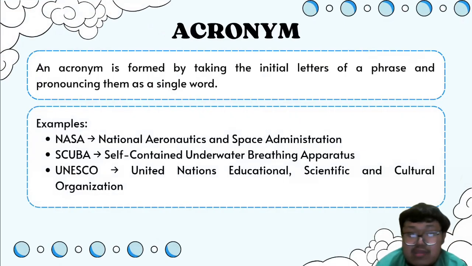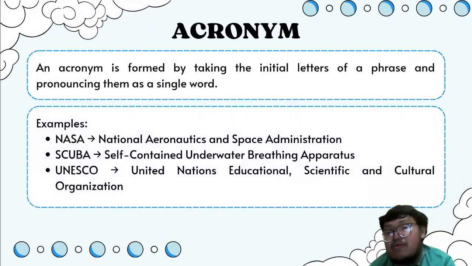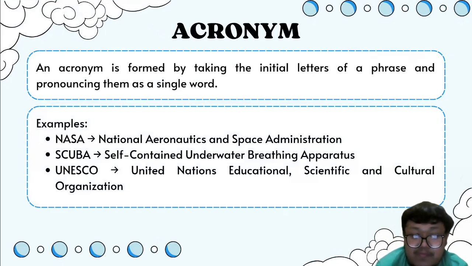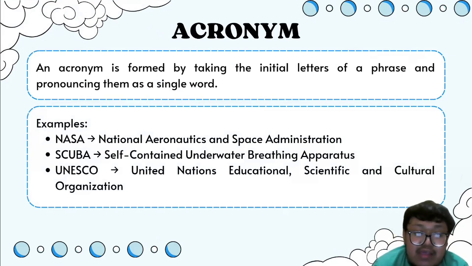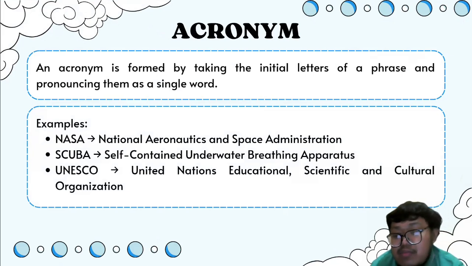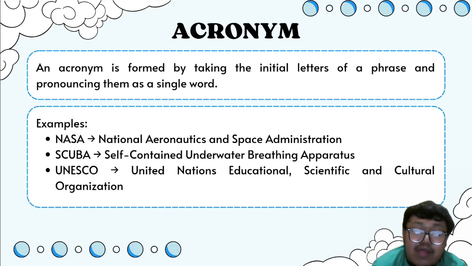And the second one is acronym. Acronym is formed by taking the initial letter of a phrase and pronouncing them as a single word. For example, NASA, which stands for National Aeronautics and Space Administration, we read it as NASA and not N-A-S-A. And the second one, there is SCUBA, which stands for Self-Contained Underwater Breathing Apparatus. We read it as SCUBA and not S-C-U-B-A. And the last one, there is UNESCO, which stands for United Nations Educational, Scientific, and Cultural Organization. We read it as UNESCO and not U-N-E-S-C-O.